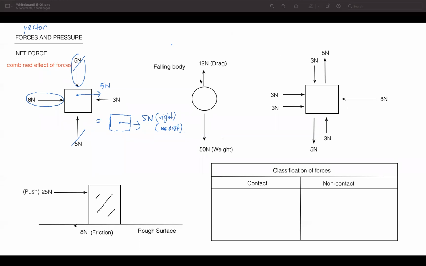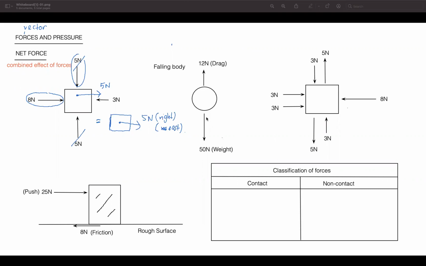Now, second, consider that a body is falling through air. It's falling due to its weight, pulling it down, and then there's a drag. Drag comes from the air resistance. So the air tries to slow it down. Okay, now analyze the force. Is it in the same line? Okay, same line, so I can add it up.